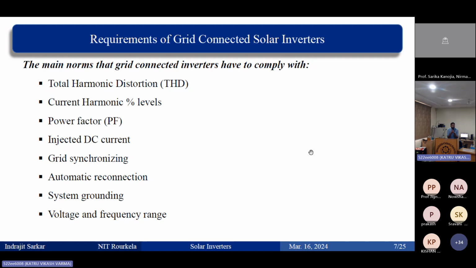So in that case, the first thing that you need to think of is the current that you are injecting, because the grid is a voltage source. So when you are injecting current to the grid, the first thing you need to think is that the current should be as good as possible. It should be as close to a sinusoidal waveform.